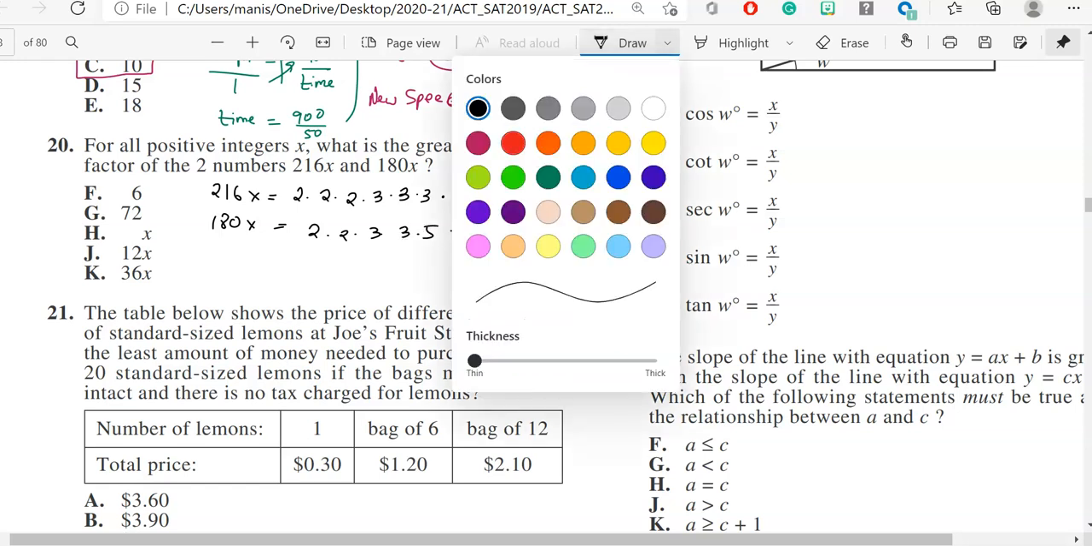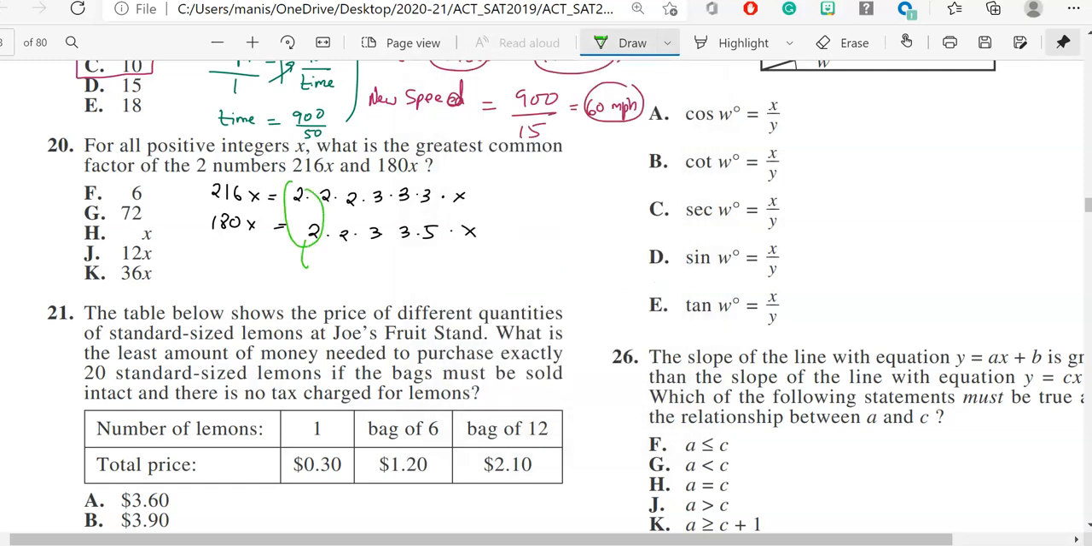Now how do you find the greatest common factor? Look for the numbers which are coming in both of them, something you used to do in middle school. I found one 2 over here, and again I found 2 over here. Then I found this 3 over here, and one more 3 over here, and you have one x over here. This is the greatest common factor. So multiply all of them, and you will end up with 36x. So option K is the correct answer for this problem.